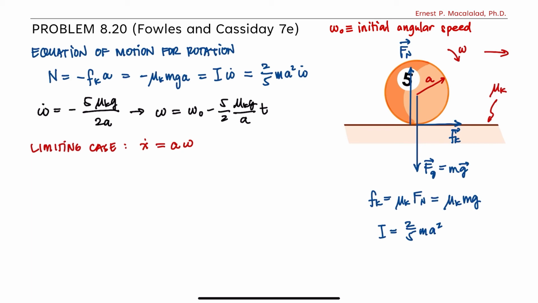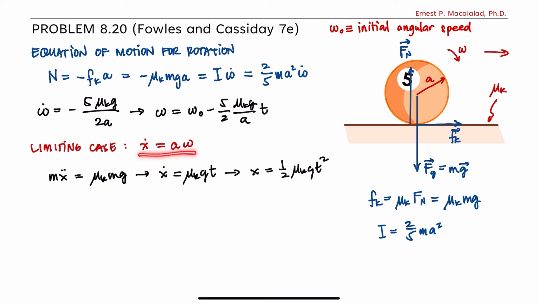If a forward motion is to happen, the equation of motion for the resulting forward motion is m x double dot, and this is equal to the frictional force, which is equal to mu k mg. Now from here, we can solve for the forward velocity x dot by integrating this equation, and this is equal to mu k g t. Here, initially, we set that the object starts from rest. Then integrating this further, we get the distance traveled by the ball, and this is equal to 1/2 mu k g t squared. Therefore, we can rewrite this equation as follows.